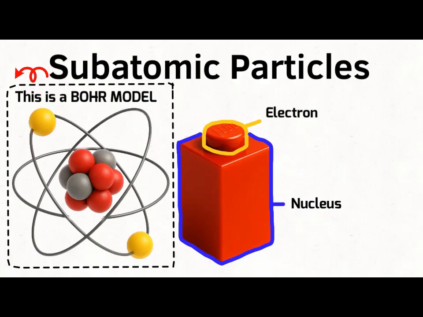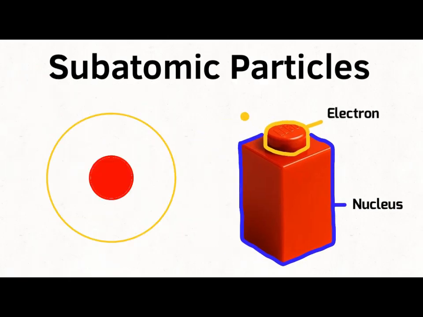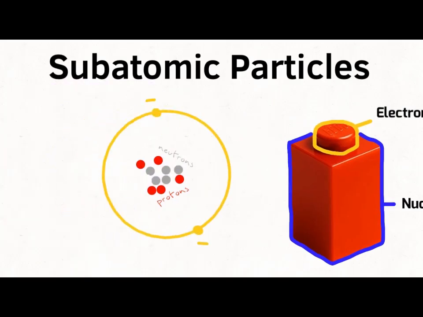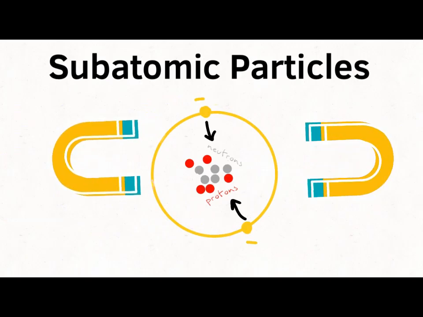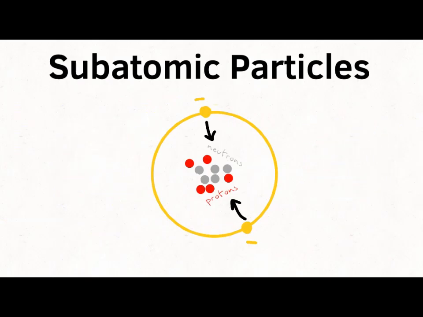Here is a picture of the Bohr model. The nucleus is made of protons and neutrons. The proton gives off a charge. This charge is positive, like on a magnet. The other side of the magnet is negative, and so is the charge of the electron. Also, like a magnet, like charges repel and opposite charges attract, so electrons are attracted to protons.